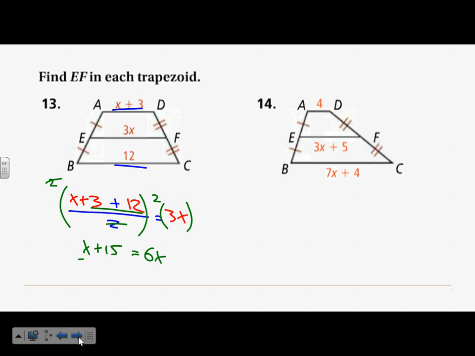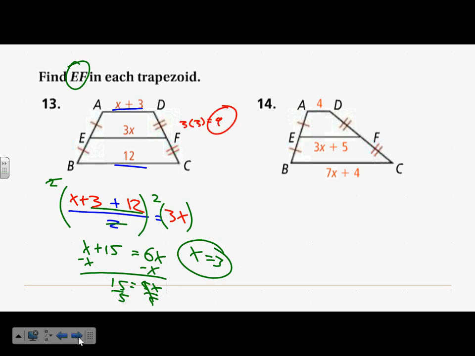Then subtract the x. 15 is equal to 5x. Divide both sides by 5. Your x ends up being 3. But here's the deal. They don't tell you to find x. They want you to find EF in the trapezoid. So once you find that, you still need to plug that in. 3 times 3 is 9. So that's what EF is in that one.